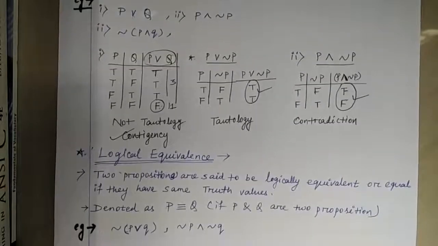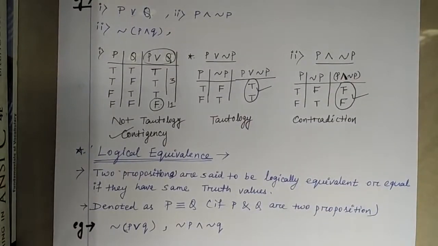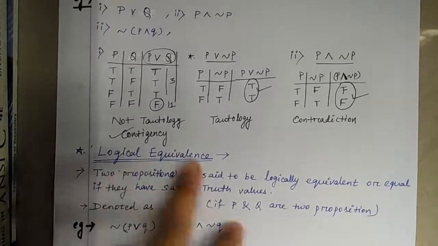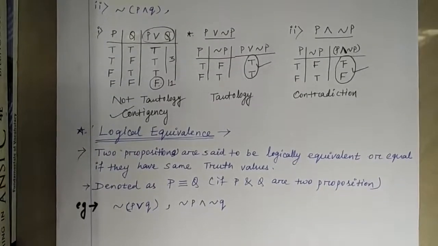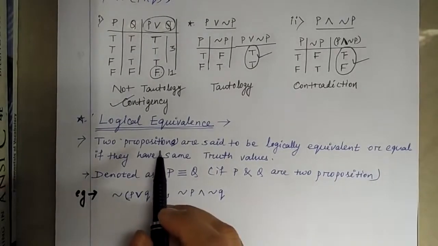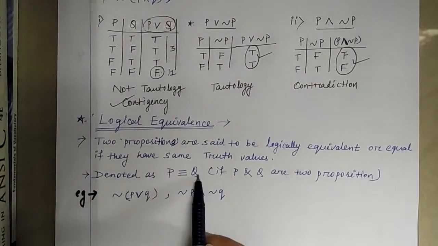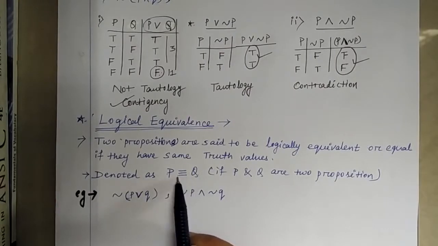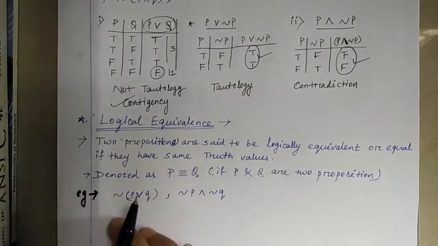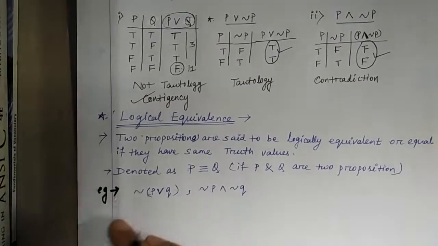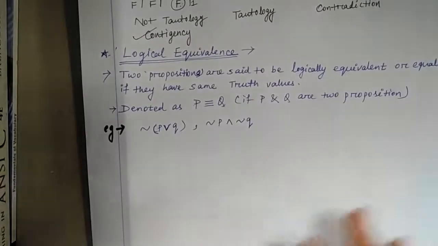Then we'll see the logical equivalence. Actually, a few more important points are there to be covered: logical equivalence, then conditional and biconditional statements. So what is logical equivalence? According to logical equivalence, if you have taken two propositions, let's say P and Q, they will be called logically equivalent or equal if they maintain the same truth value, or the same truth table in the last column. Okay, so we'll see two expressions here, negation of (P or Q) and negation P and negation Q.